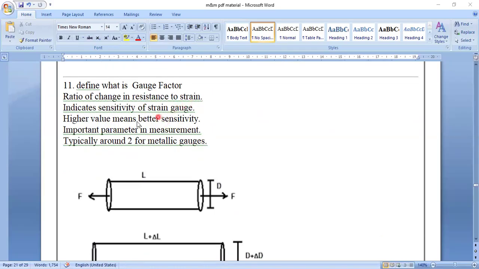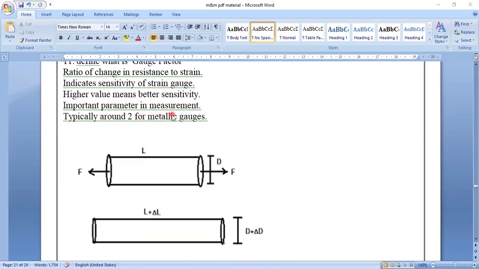Change in resistance per unit strain indicates the sensitivity of the strain gauge, that is, how much strain there is. A higher value means better sensitivity. It is an important parameter in measurements, typically around 2 for metallic gauges.